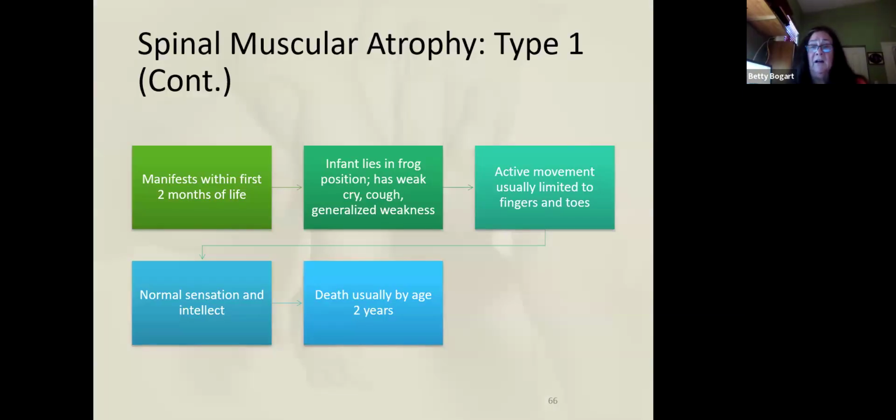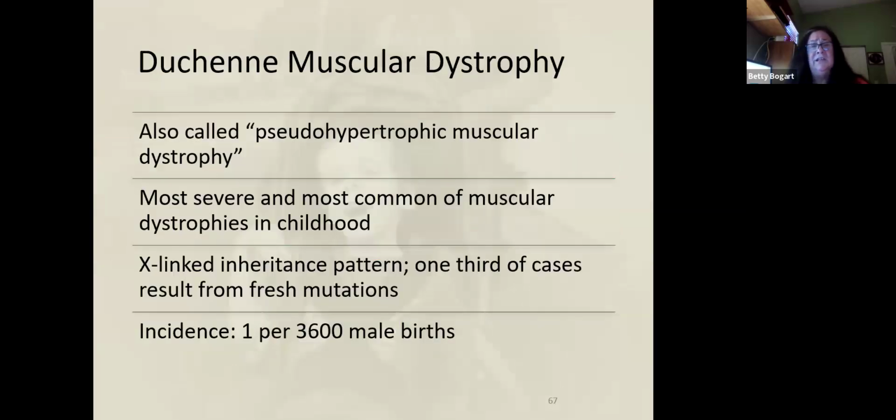So this child, we call it, they lie in a frog position. Everything is just weak, generalized weakness, as I said. They usually die before 2. Now, the most tested of all of the muscular dystrophies is Duchenne muscular dystrophy. Now, Duchenne muscular dystrophy is called pseudohypertrophic muscular dystrophy.